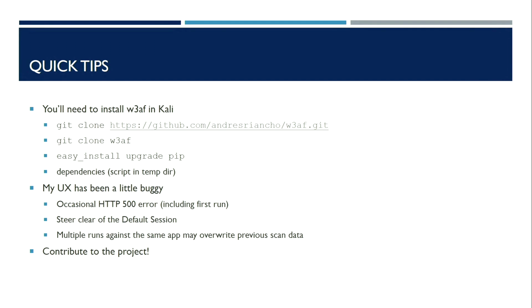The few tips I wanted to share based on my own experience with the tool: you will need to pull down w3af, which is a web application audit and attack framework. I think it's another open source project. It wasn't included in the versions of Kali that I was playing around with, and it's crucial to the tool, for all the information gathering. There's a dependency script that gets dropped into tempdir when you're pulling that down. So it's not just the git clone of w3af, but you've got to put all the dependencies in. It's just a little headache that I dealt with that I don't want you to have to deal with. So now you know.